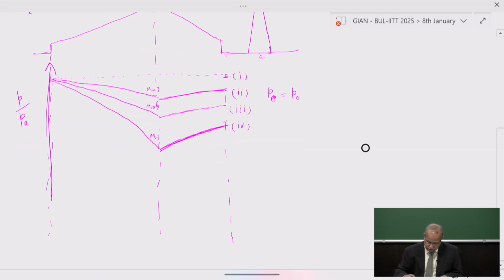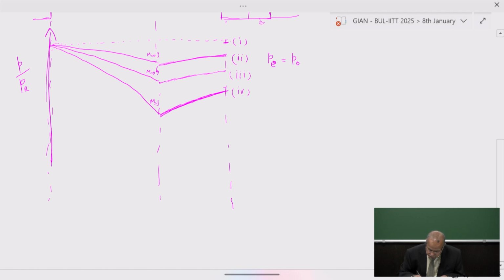At the same time, if we drop the exit pressure to 5, then the flow that expands in the nozzle will continue to expand and have a supersonic solution. So up to this particular point, from here to here, M is less than 1, a subsonic solution. Here also the exit pressure is equal to P naught, and here M is greater than 1.